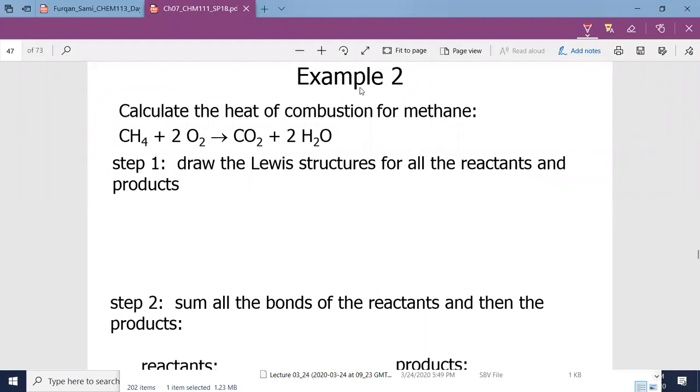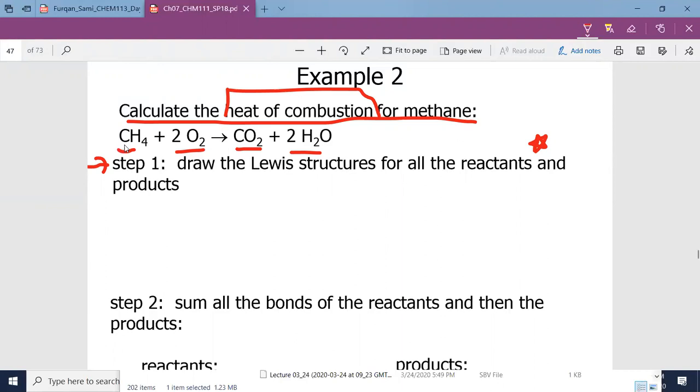Now, if you look at this example, which is example 2, you can calculate the heat of combustion for methane. So this is methane. Combustion means in the presence of oxygen, and then you are going to produce carbon dioxide and water. You already know all this part, right? So first step in doing that, we are calculating the heat of reaction, which is the heat of combustion. The first thing when you are doing this is to draw the Lewis structure for all the reactants and all the products. This is super important. You must know what type of bonds are there and how many of the bonds are there, right?